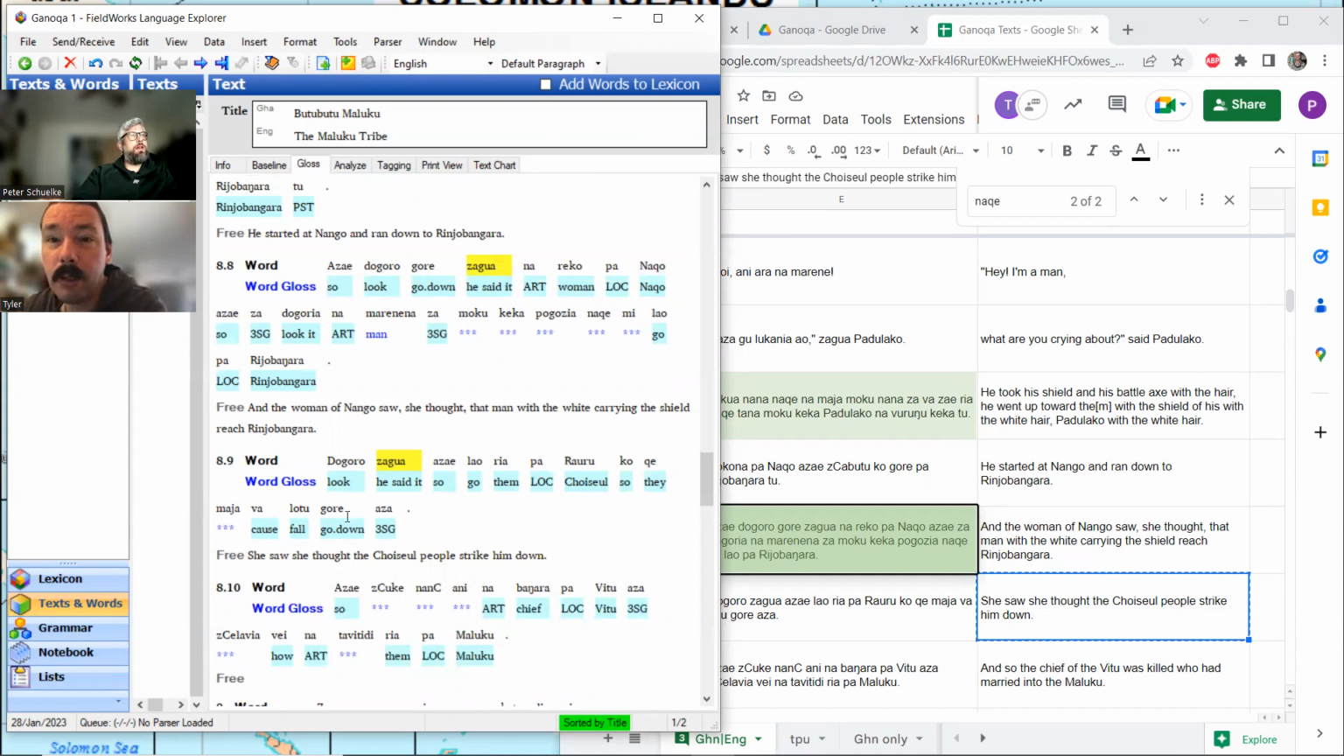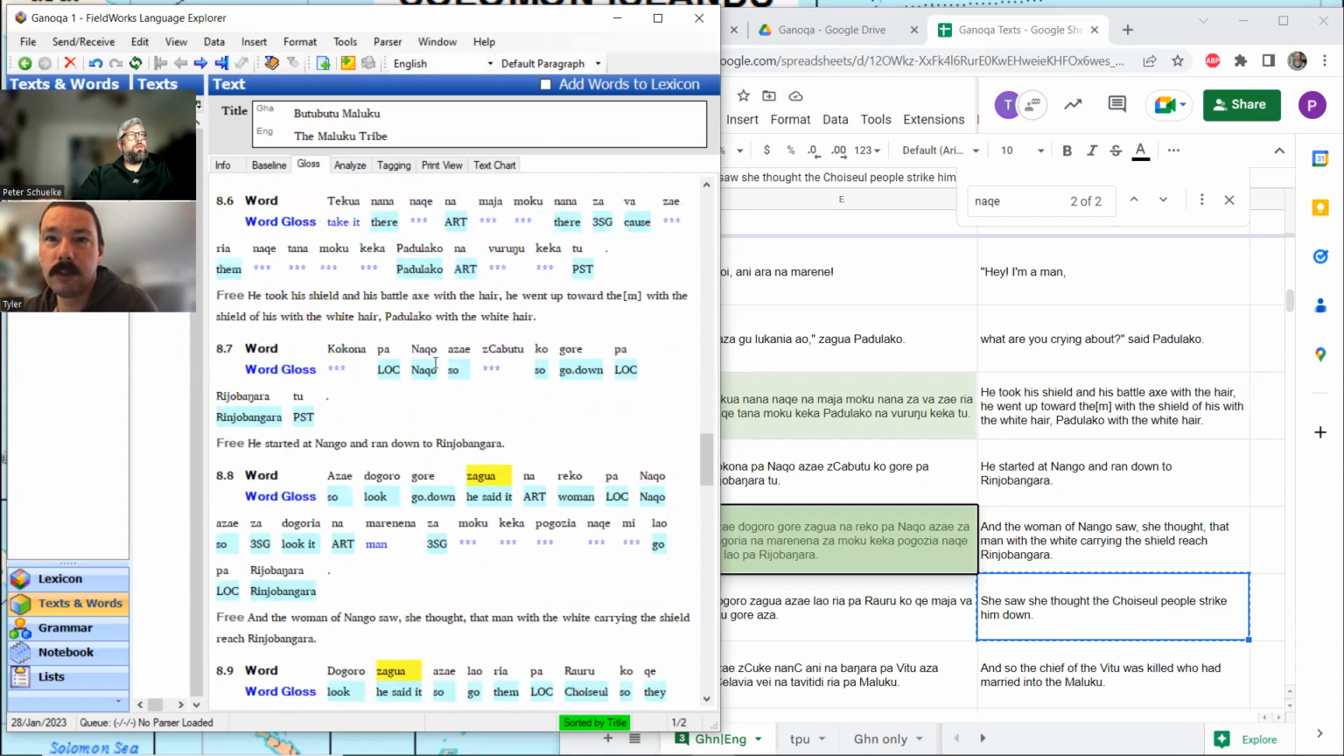Manja? Where do you see manja? Oh, down, 9, here, right, 8, below 9. Valotu, cause to fall and go down. Strike him. So go them. Ria parauru is a phrase together. Those from Choizel. Manja looks more like strike.